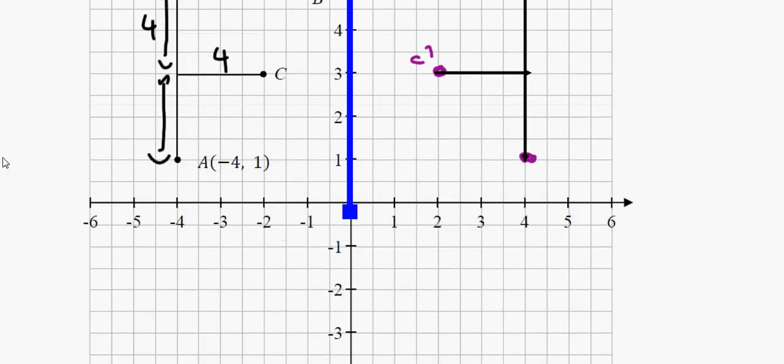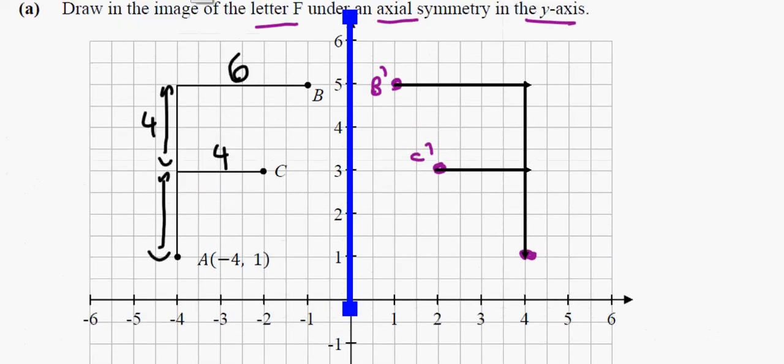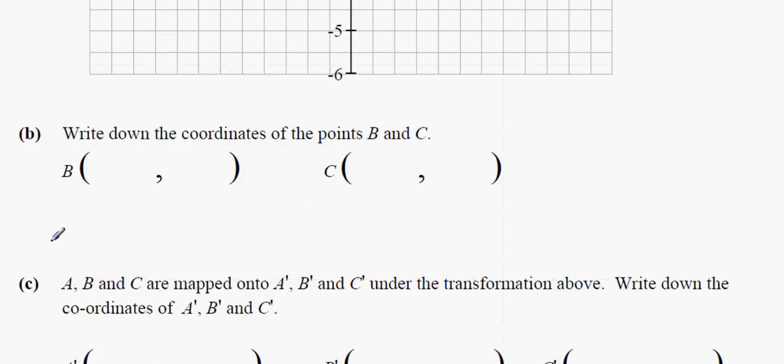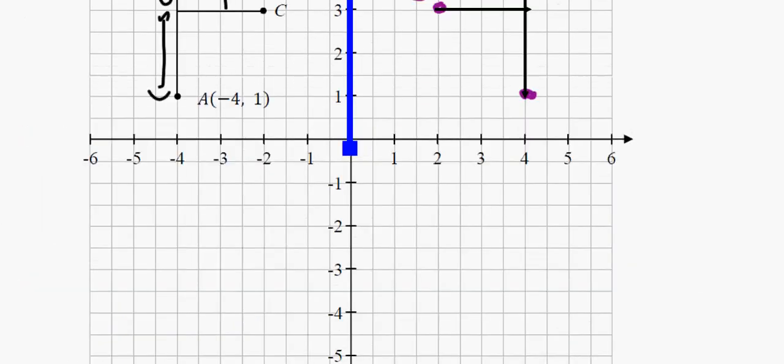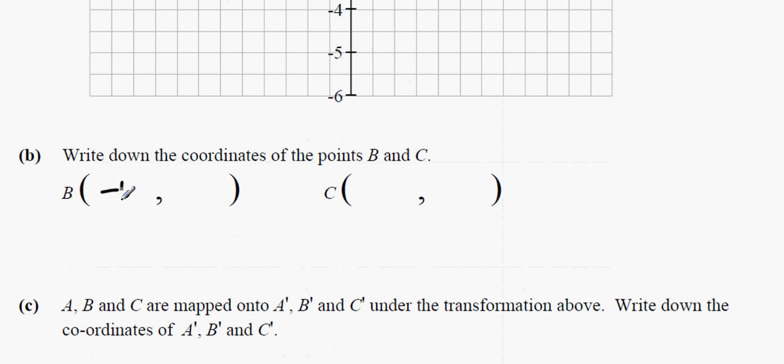Now remember about coordinates, B here is -1 to the left and 5 into the air, and C is -2 to the left and 3 into the air. So -1, 5 and -2, 3.